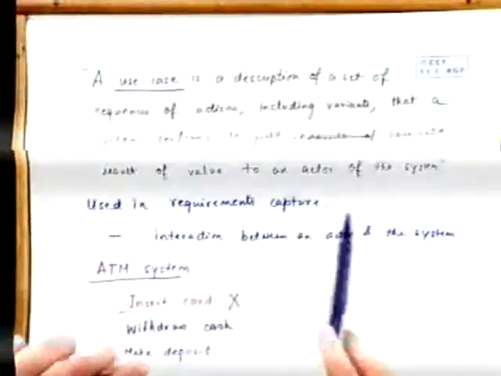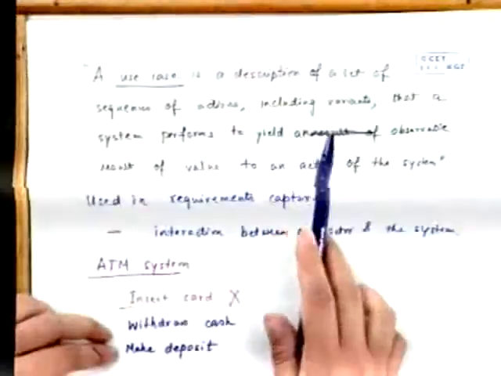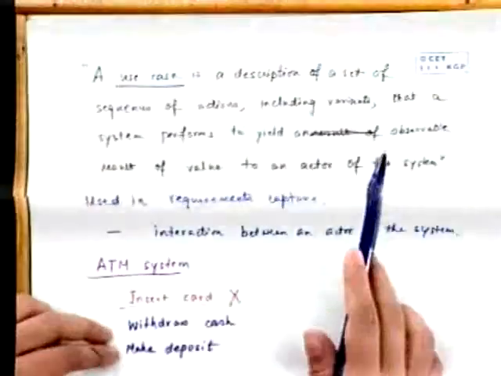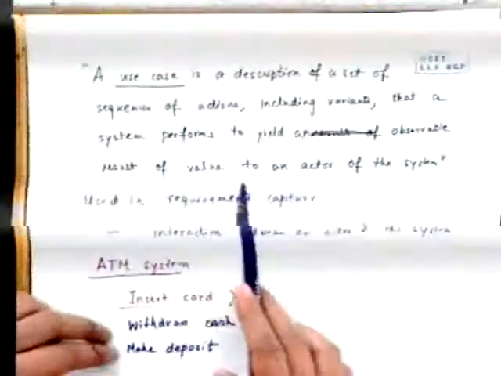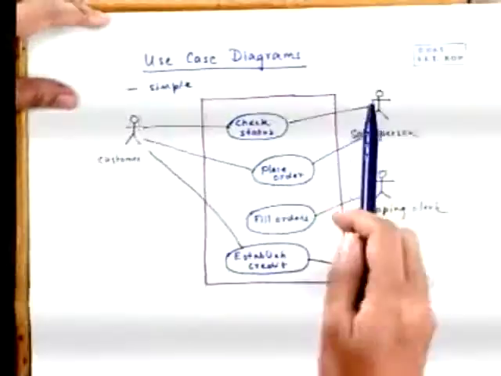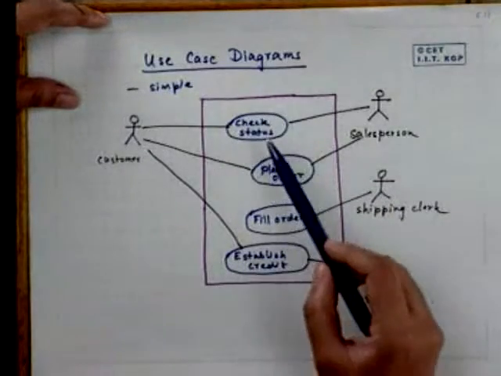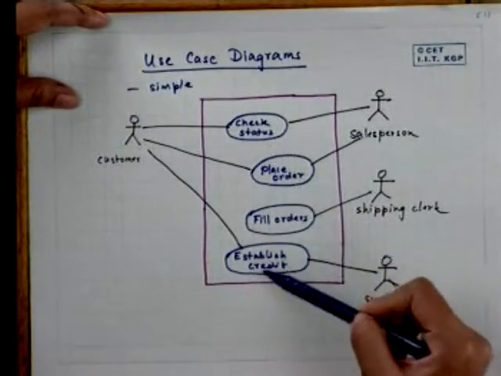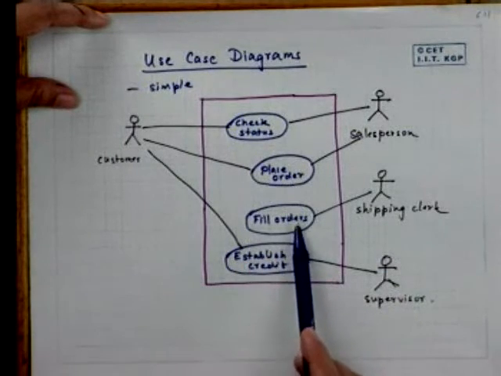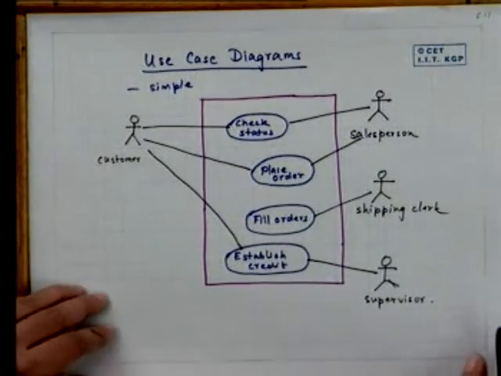And then we talked about use cases. A use case is a description of a set of sequences of action, including variants, that a system performs to yield an observable result of value to an actor of the system. And we looked at some simple use case diagrams. This is an example of a use case diagram where there are four actors: customer, salesperson, shipping clerk, and supervisor. And this diagram uses four use cases: check status, place order, fill orders, establish credit, and we show the links between the use cases and the different actors.